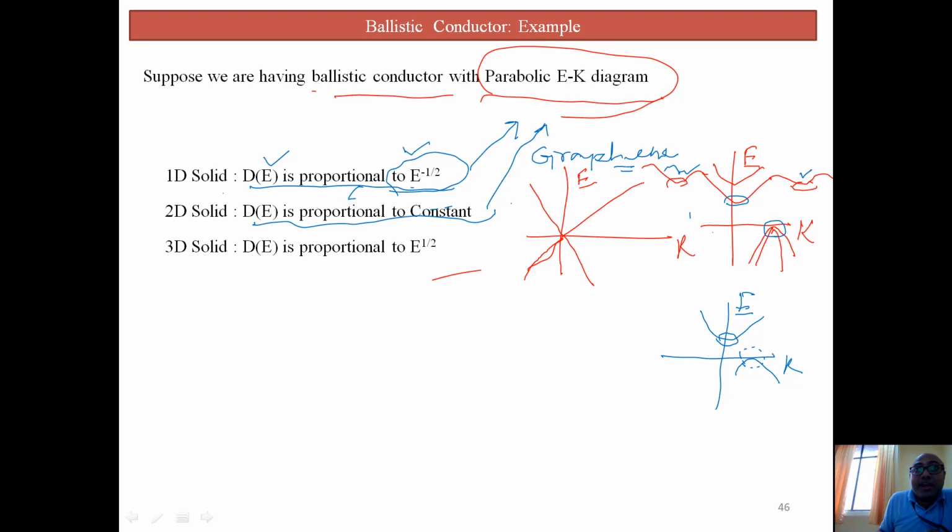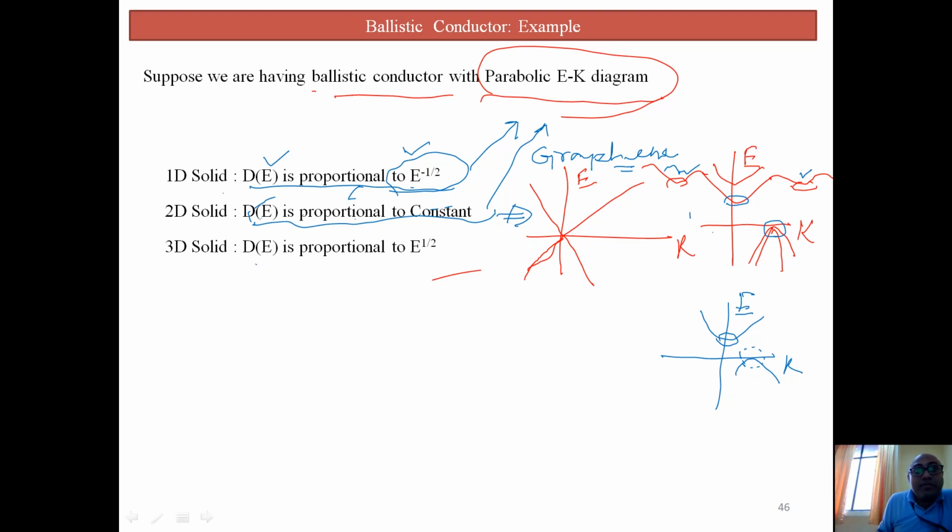If it is a linear case like graphene, the density of states is not at all proportional to that. The density of states for a parabola is independent of energy, whereas for graphene it is not independent of energy. That is totally a different case, which we have studied in the last couple of lectures.